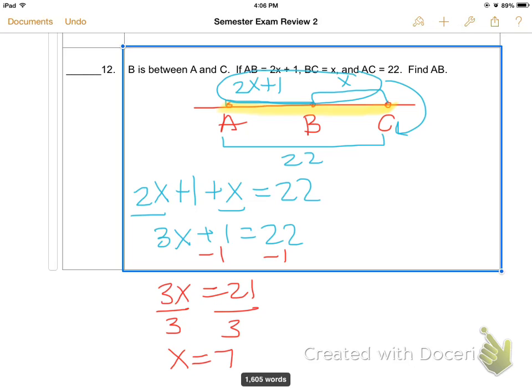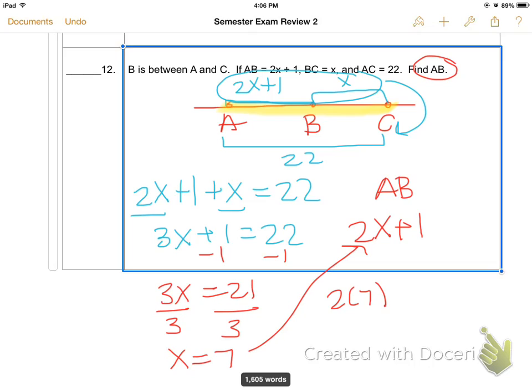And this question asks you to find AB. So AB, from the problem, we know it equals 2x plus 1. And I know what x is, so I can just plug it in. So 2 times 7 plus 1 is 14 plus 1, which equals 15.